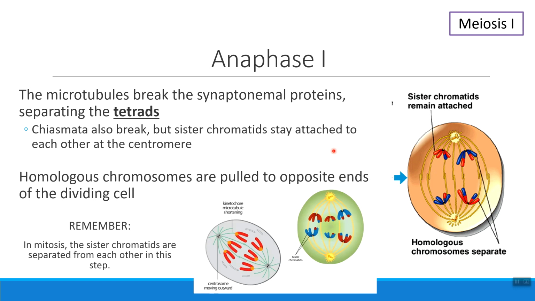A quick reminder that when we did mitosis, we actually divided those X-shaped structures in half in anaphase. So we have double the amount of genetic information that we see here. We're pulling those homologous chromosomes apart as opposed to dividing them and sending them in different directions.